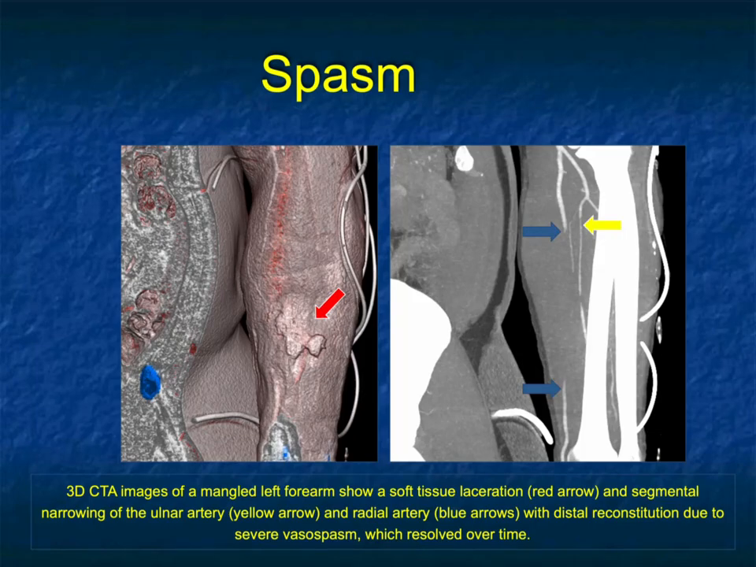Here's a case of spasm. Again, a patient with severe soft tissue injury of the left forearm. You see the laceration. You see segmental narrowing of the ulnar and radial arteries with distal reconstitution. Again, you'd be stuck here. Is this spasm or occlusion? But since you see flow distally, and it's a long segment, perhaps it's just spasm. It can be very challenging.